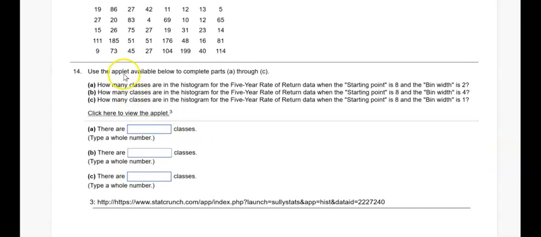So use the applet available below to complete parts A through C, and I have the applet here in this PDF file. So you guys just use the MyLab's applet and finish this question by yourself. Okay, it's not so difficult.